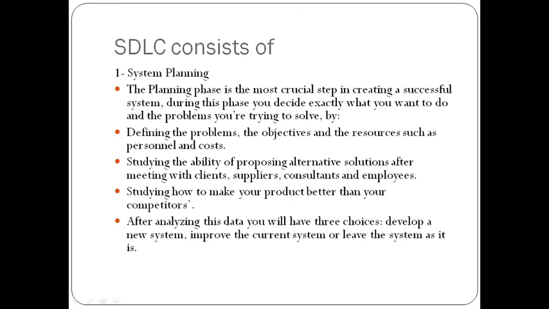After analyzing this data, you will find three choices. What are the three choices? Develop a new system, or improve our existing system, or better, we stop the system. So we select one of the three choices after the analyzing part in the planning phase. Whether we are going to develop a new one, or improve the current system we are having, or the last one, we quit and leave. This is what the planning phase consists of.